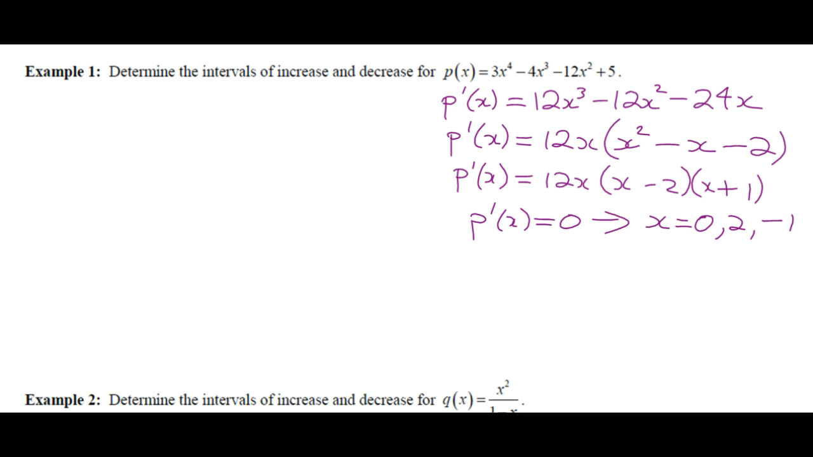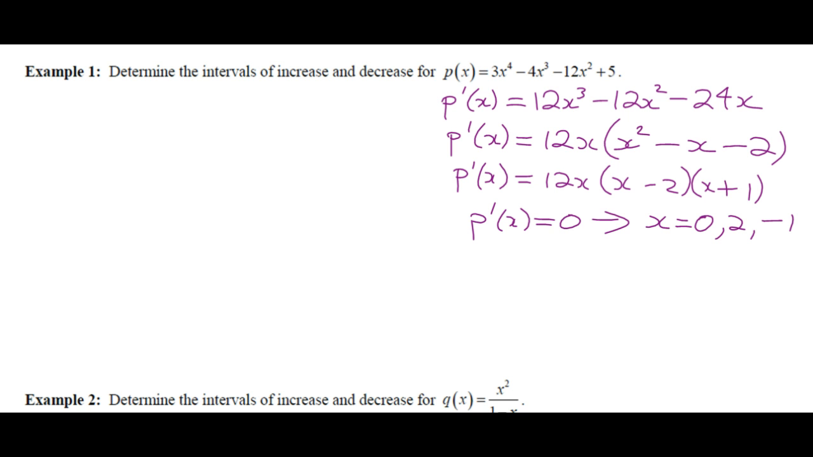Negative 1, 2, okay? So something's happening on this graph, right? I mean, we kind of already know. We know it's a fourth degree, so yeah, it opens up. But something's happening, right? The derivative is 0 at those points. So what we want to do is an interval analysis, right?